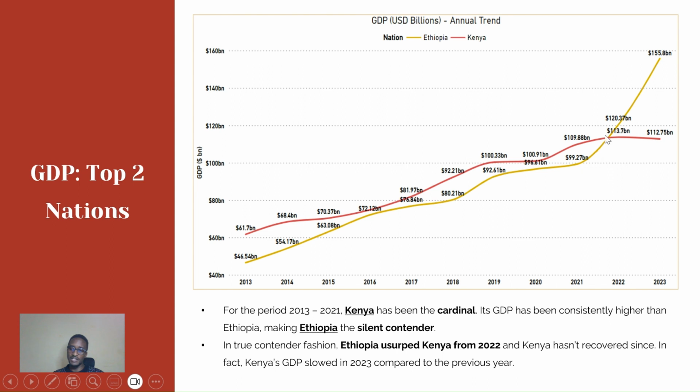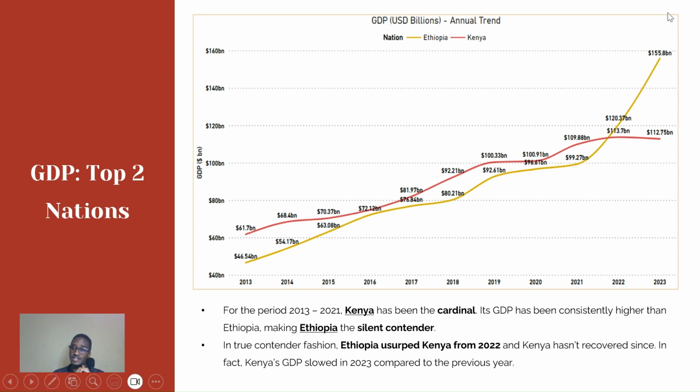And what happened after 2021 is that Ethiopia, in a sense, usurped Kenya and crossed it at this point. So you can see as of 2022, Kenya had $113.7 billion, and then Ethiopia was at $120.37 billion. So since then, Ethiopia has grown more than Kenya by quite a margin, actually.